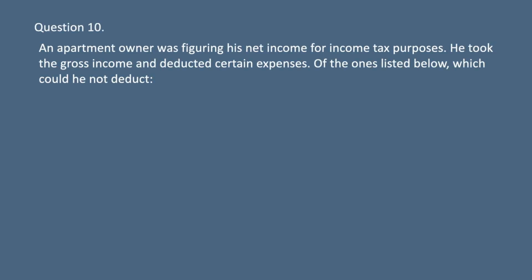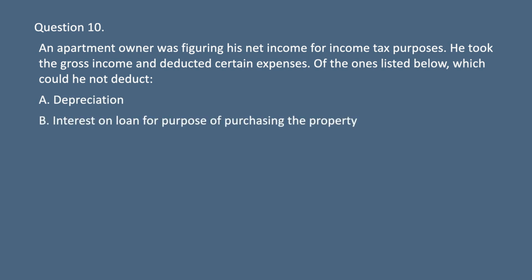Question 10. An apartment owner was figuring his net income for income tax purposes. He took the gross income and deducted certain expenses. Of the ones listed below, which could he not deduct? A. Depreciation. B. Interest on loan for purpose of purchasing the property. C. Management expenses. D. Cost of a fence.